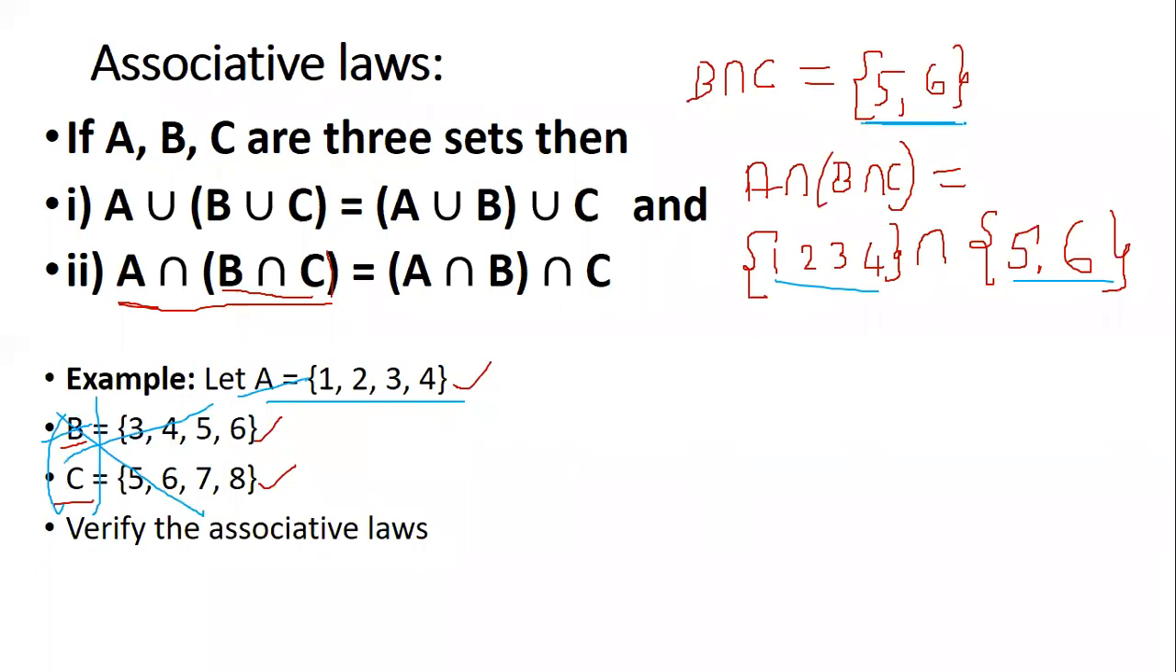I have a new set which is B intersection C, 5 and 6, and there is a set A, 1, 2, 3, 4. So in between these two, I have to check what are the common elements. And it is very, very clear that there are no common elements between these two sets. So when there are no common elements, I'll have to leave the set empty, which is called a null set. Did you all understand?